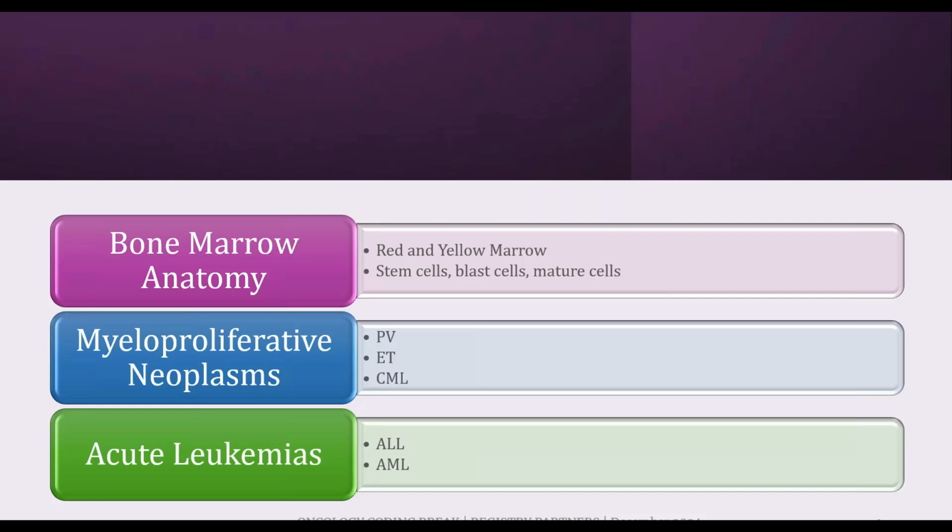So in today's presentation, we'll be taking a look at the bone marrow anatomy. This is really important in understanding heme diseases. We'll differentiate between yellow and red marrow and take a look at cellular production, starting with stem cells, blast cells, and then mature cells. We'll take a look at myeloproliferative neoplasms, which are diseases of the mature cells. Specifically today, we're going to take a look at PV, ET, and CML. And then we'll also take a look at some acute leukemias. These are diseases of the immature cells, and today we're going to focus on ALL and AML.